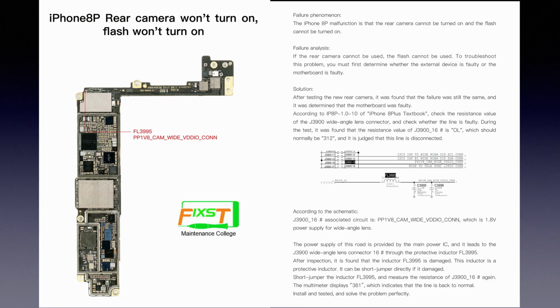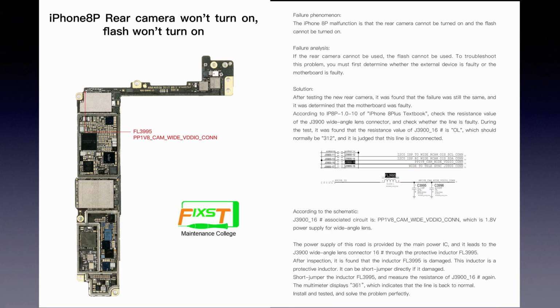This is the iPhone 8 Plus. The back camera will not turn on, but the flash also will not turn on. To repair this problem, first we need to confirm whether this problem is caused by the external accessory or the motherboard. First, we change to a new back camera to have a test. But after we change to a new camera for testing, the problem still remains. It means that this is a motherboard problem.